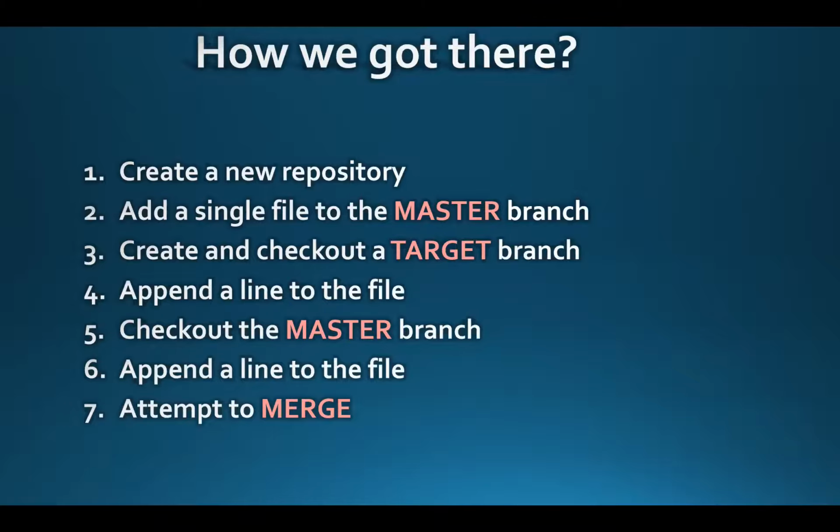I'm going to create a new repository. I'm going to add a single file to the default master branch. I'll create and check out a target branch and append a line to the file. So it's going to be the same file that exists in both branches. I will then check out the master branch again and append another line to it, and then attempt to merge. Because I've appended a line in both the master branch and the target branch, this will create a conflict.